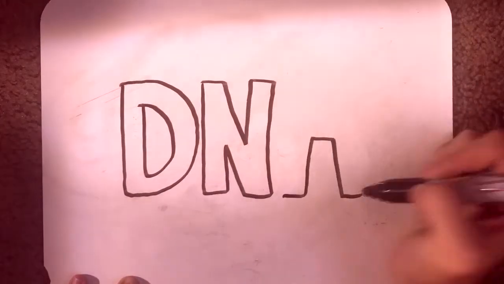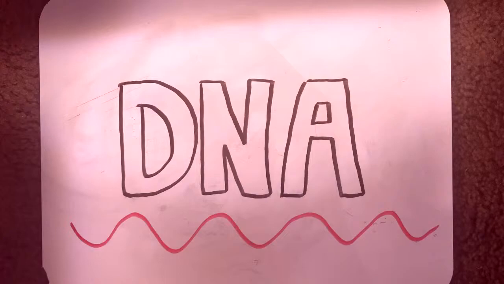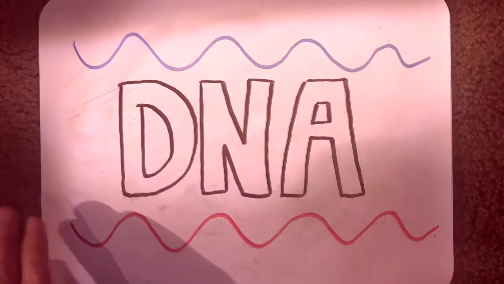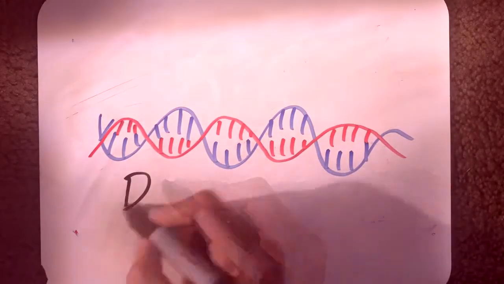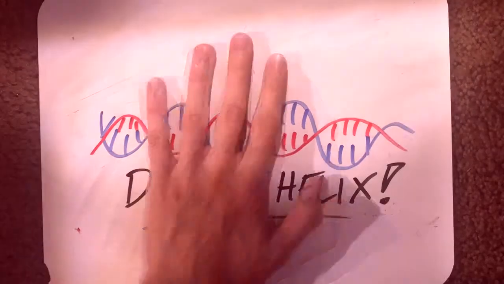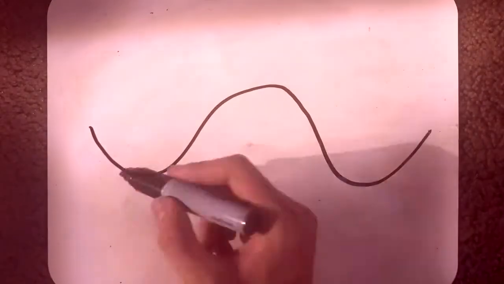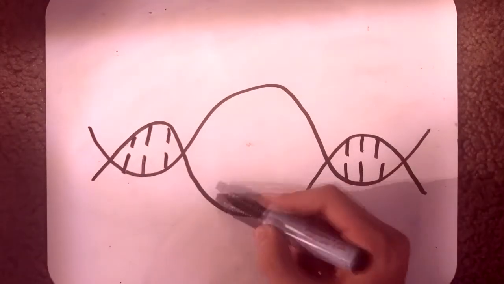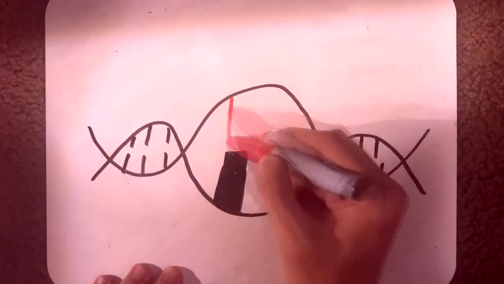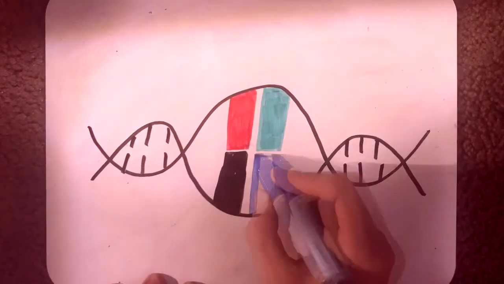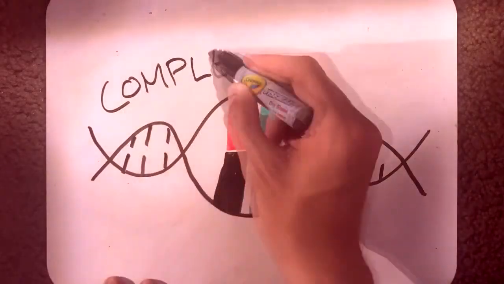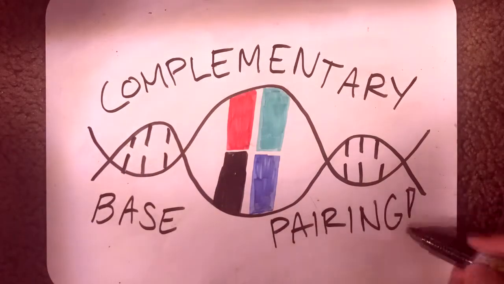Hi, today we're going to be talking about DNA, the genetic material of life. DNA is composed of two chains of nucleotides that are coiled together to form a double helix. There are 4 nucleotide bases in DNA. Nucleotide bases of opposite strands form hydrogen bonds with each other in a process called complementary base pairing.